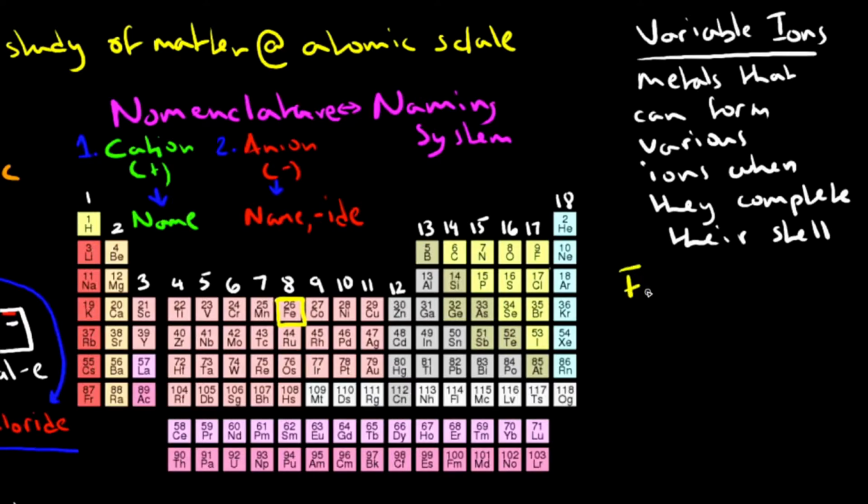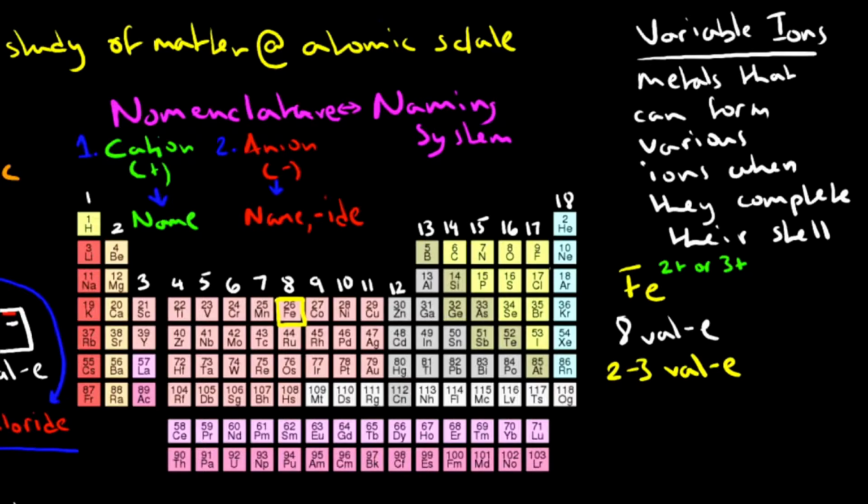Its symbol is Fe. Iron has 8 valence electrons. However, 2 to 3 of those valence electrons are willing to leave iron, while the other 5 to 6 stay with iron. So, iron can actually form ions with either a 2 plus or a 3 plus charge in its ionic bonds.